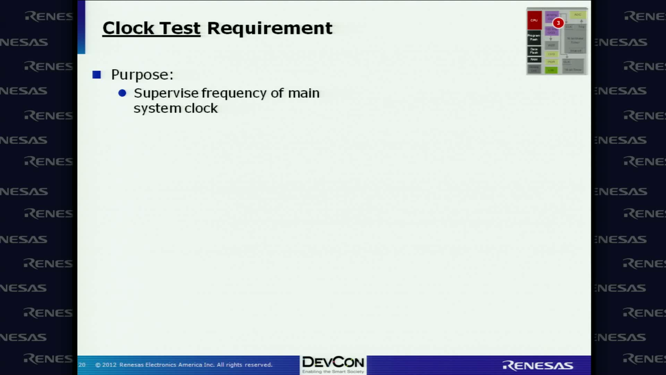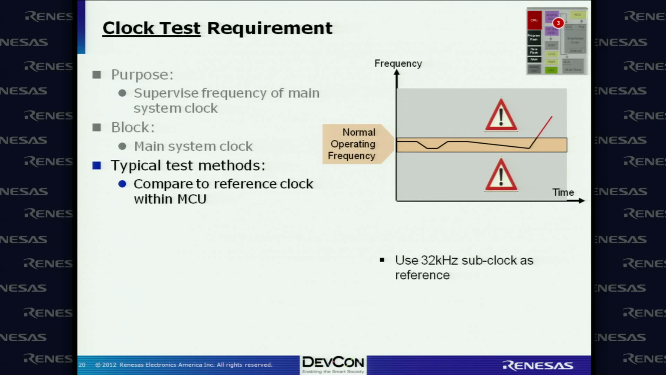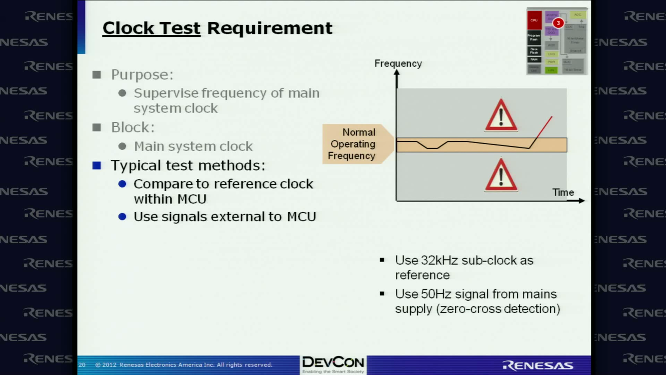Okay, second example is clock test. The requirement calls out to supervise or monitor your main system clock, whether your clock is operating or is not operating within the range that it is designed to. Again, very simple mechanisms that have been used for many years. You can use external clock references. You can have a 32 kilohertz. You can have perhaps a separate dedicated internal oscillator that can be used as a reference, or you can just use your external main supply as a reference and compare it.